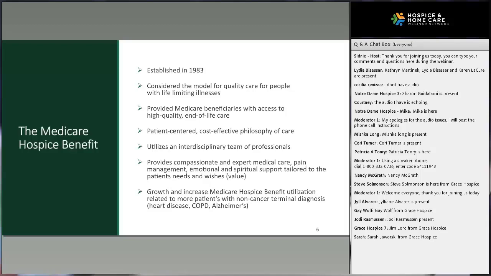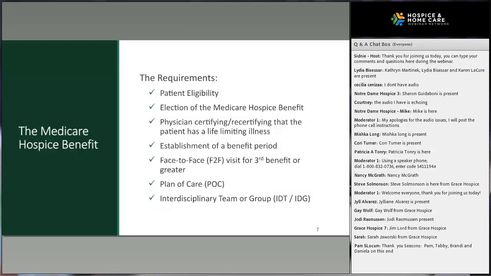So just to let you know that we have advanced a lot from that point in time, but I will show you later in this presentation a breakdown on generally who is served and what type of diagnosis.